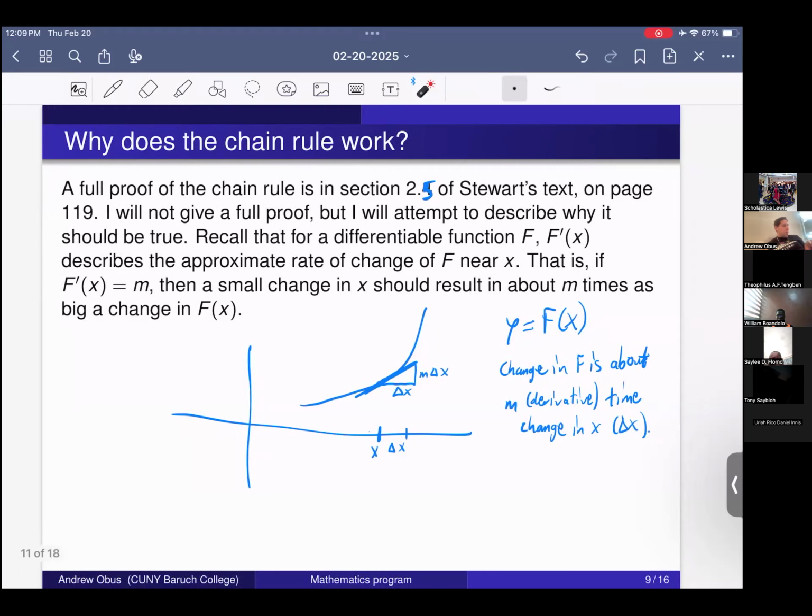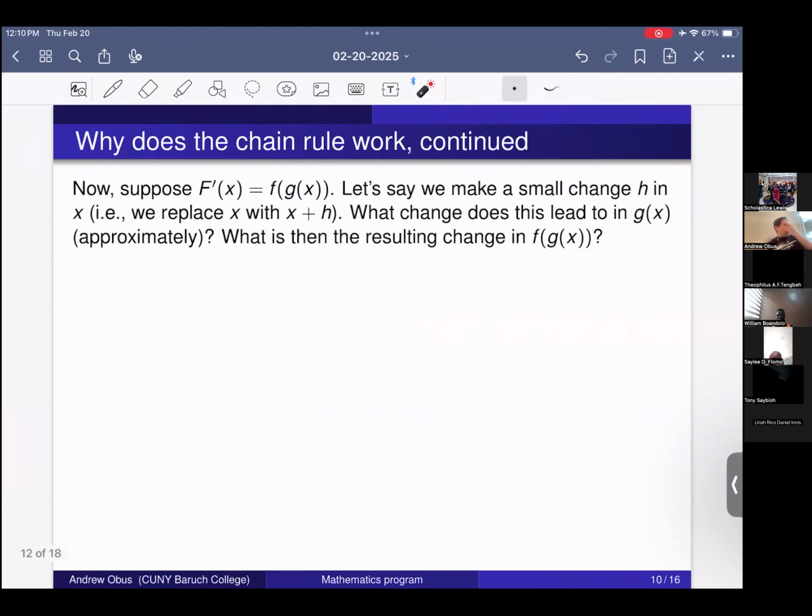Okay. So how does this affect the chain rule? Let's say we have f prime of x, and let's say it's a composition, so it's f of g of x. Let's say that we make a small change in x, like we replace x with x plus h. What change does this lead to in g of x? And then what is the resulting change in f of g of x?